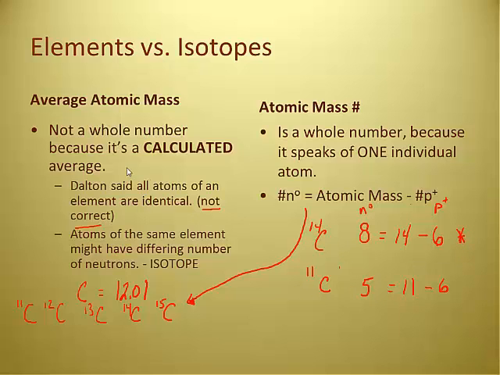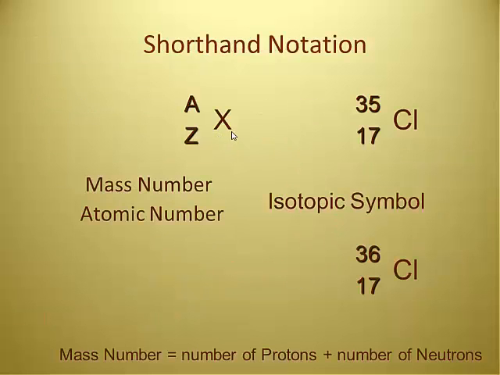So when Dalton said that all atoms of the same element are identical, he was wrong. One type of carbon is radioactive, whereas another type is a little bit more stable. X would represent the symbol, A would represent the mass number, and Z would represent the atomic number. So it was just like we were doing on the other page.